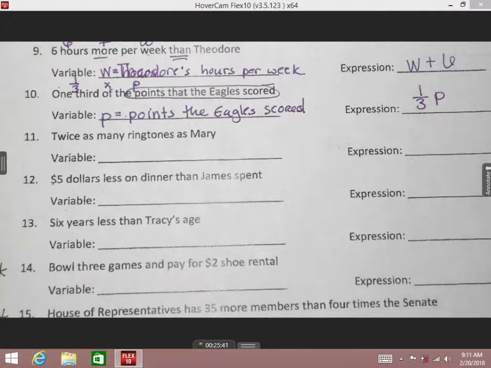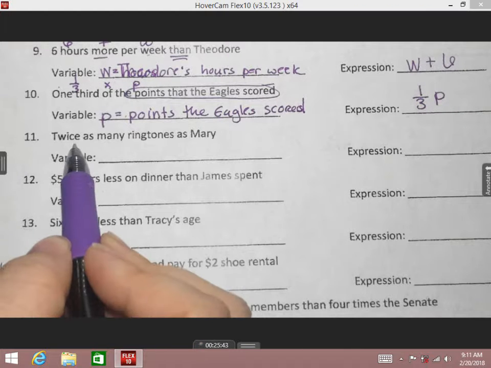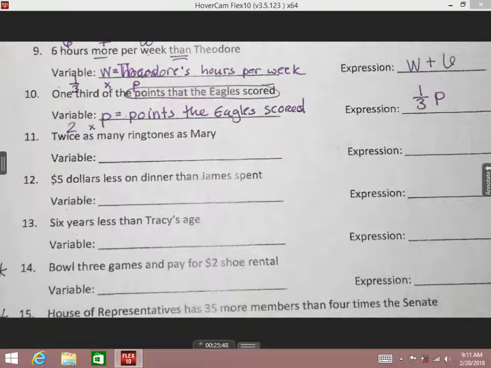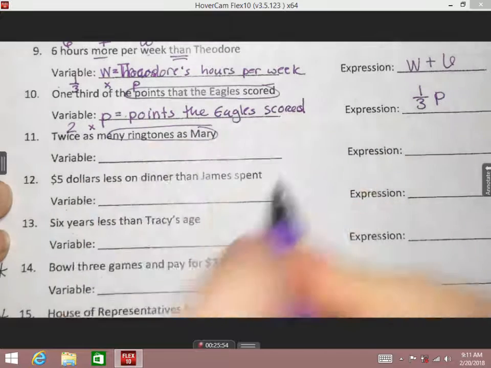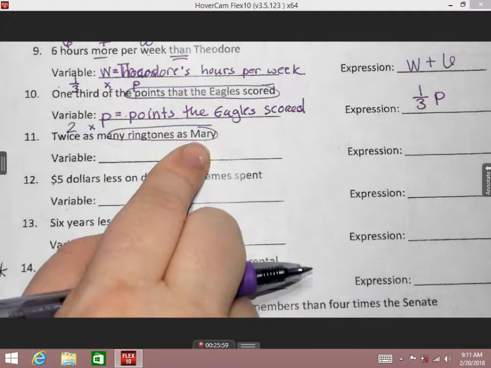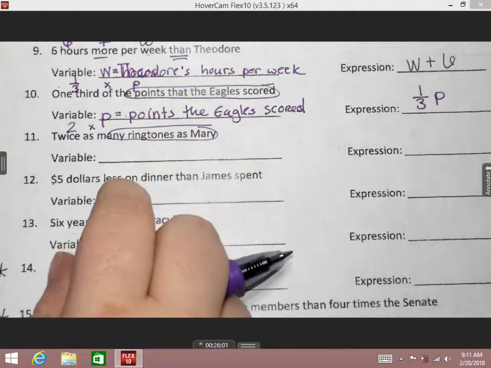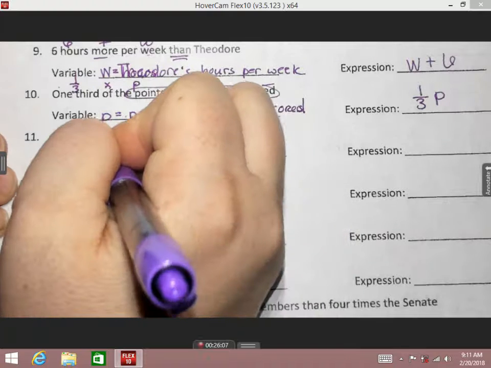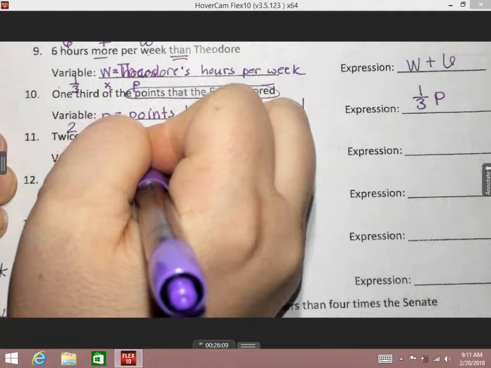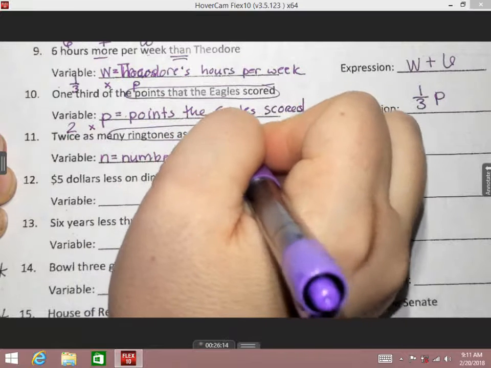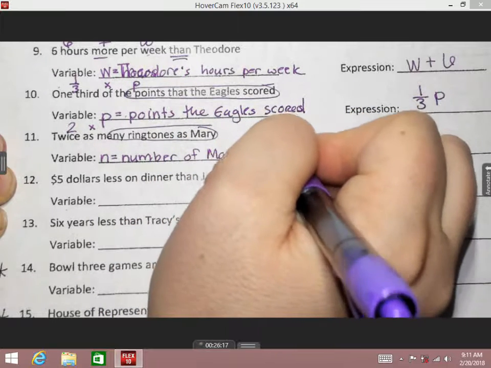Alright, twice as many ringtones as Mary. What does twice mean? 2 times, what am I missing? Mary's ringtones. Alright, again, you can use R for ringtones, M for Mary. Just make sure it is lowercase. Or we could use N because we're talking about the number of ringtones. So I'm going to use N for number of Mary's ringtones.